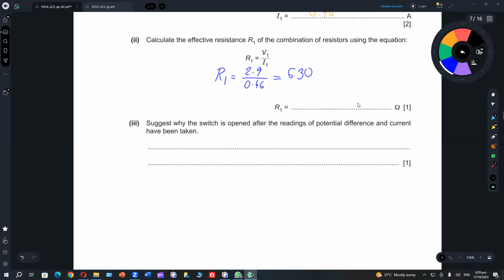Suggest why the switch is opened after the readings of potential difference and current have been taken. To save the power or prevent overheating. To save the power is fine, and overheating is also good, because switch open means you are turning it off.